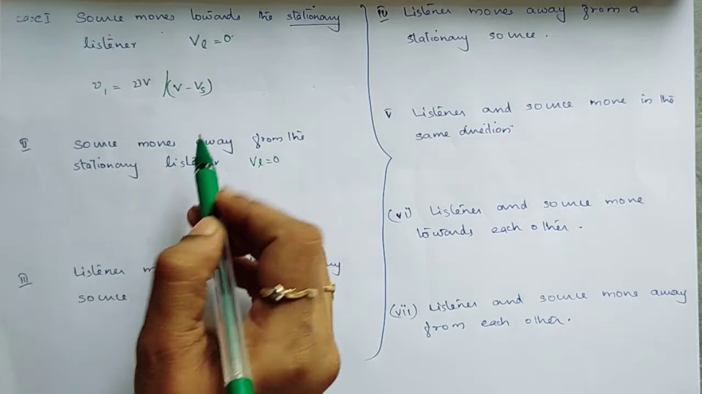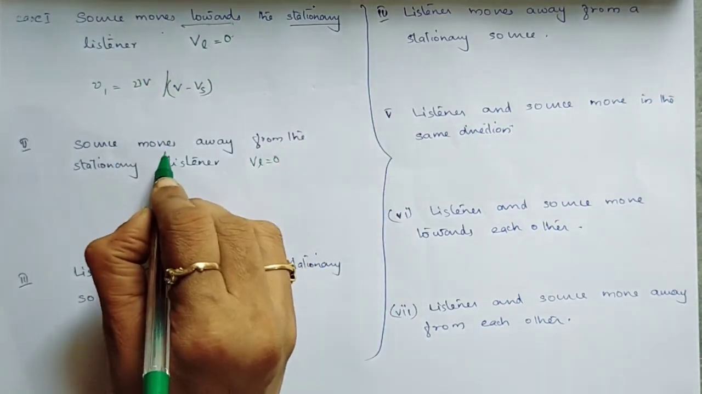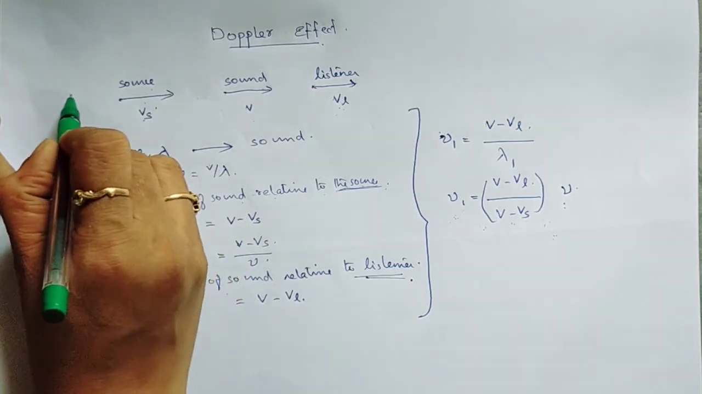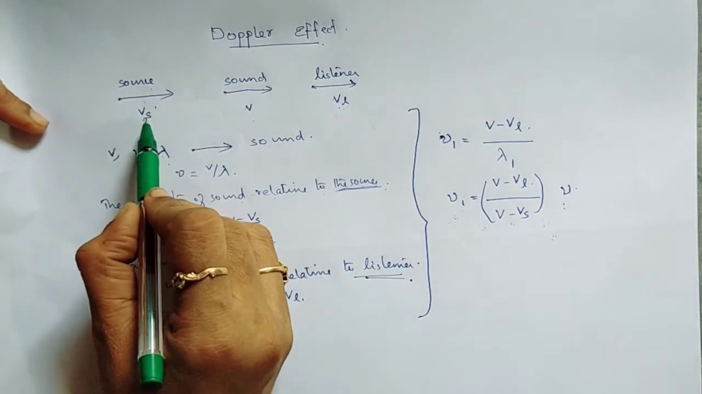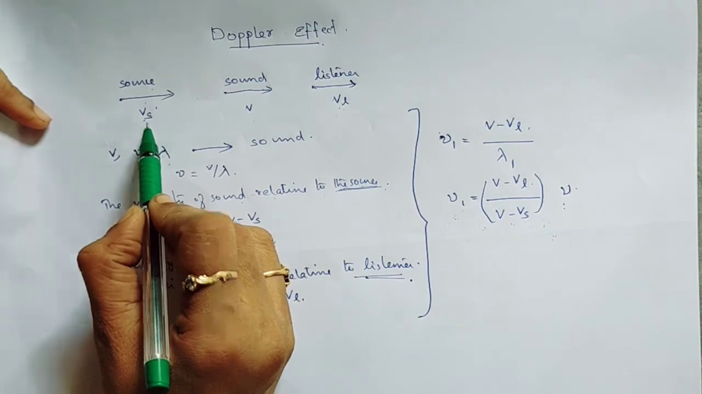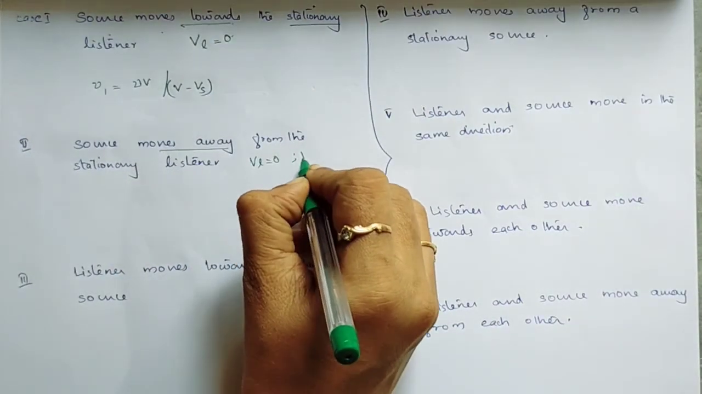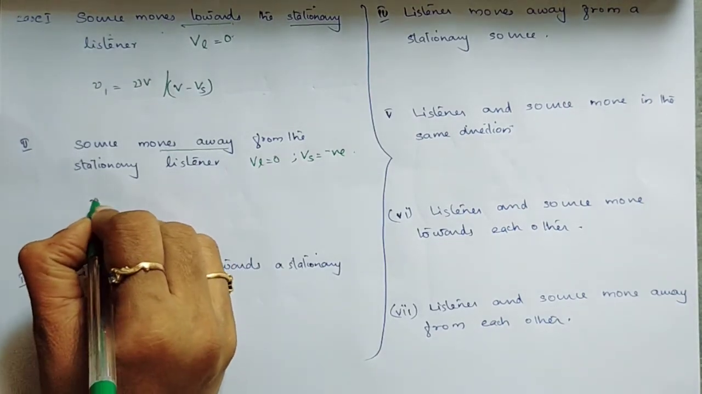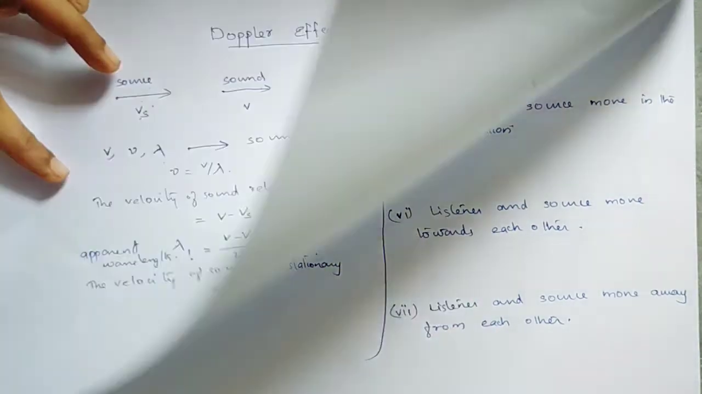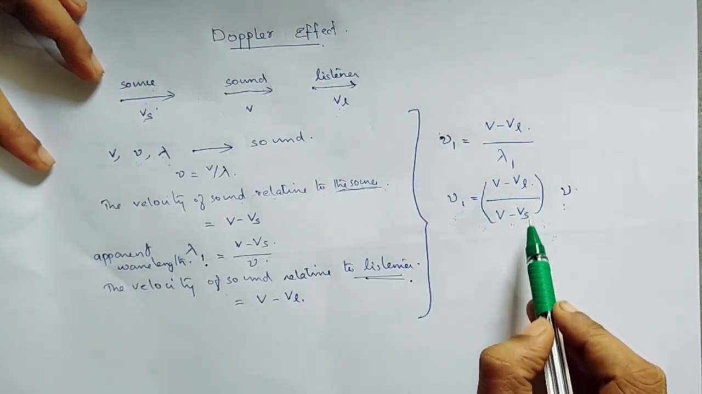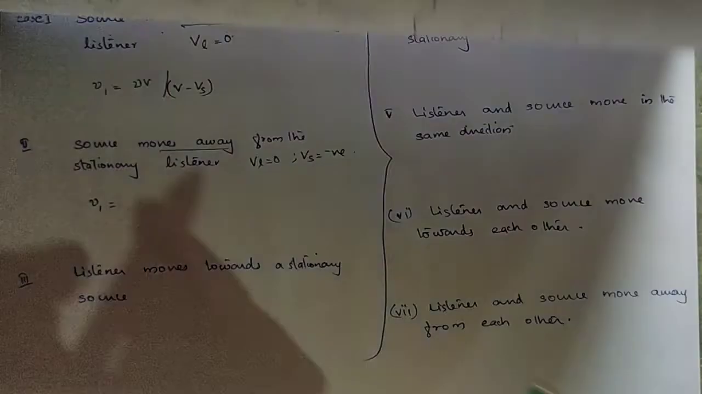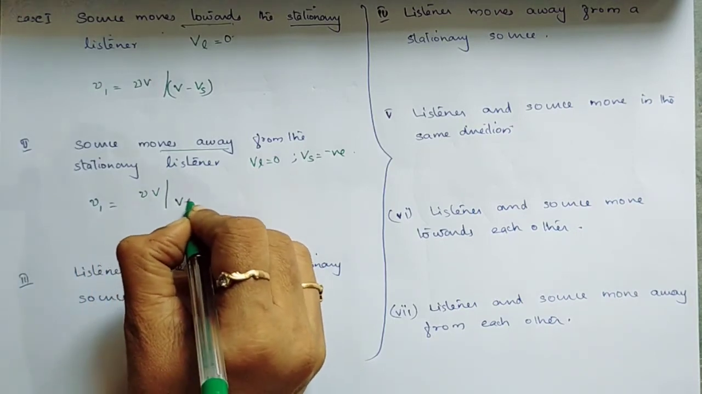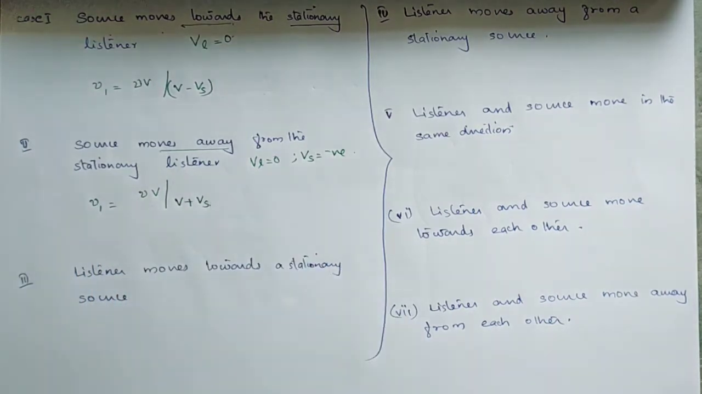In a source move, this is towards, this is moves away. Moves away, from here it moves to the left. So here Vs is negative. So what about the apparent frequency? Just substitute the terms. VL is 0, Vs is negative. So we will get nu V divided by V plus Vs.